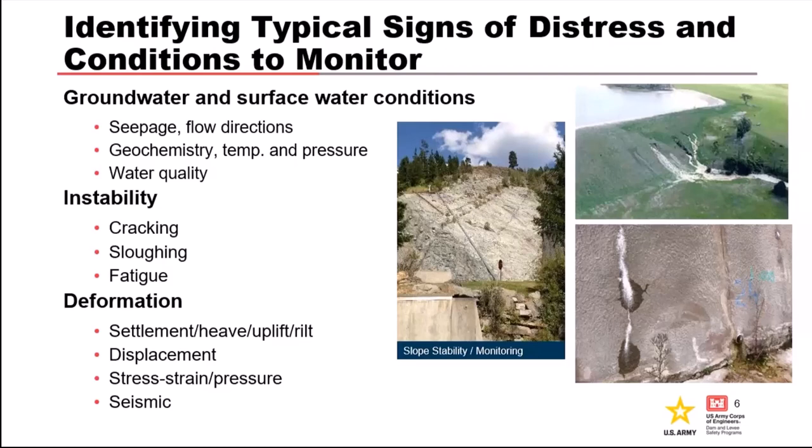This is a quick list of typical signs of distress and conditions to monitor for dams and levees. For projects and design, teams should consider the potential for these conditions while designing an instrumentation and monitoring program. And then during a risk assessment, teams should consider observed distress. We've talked about that this week. Adverse performance when evaluating your failure modes is really a huge part of what we do, or it should be. Teams should also consider adding targeted instrumentation to better understand failure modes as well as monitoring for their occurrence.